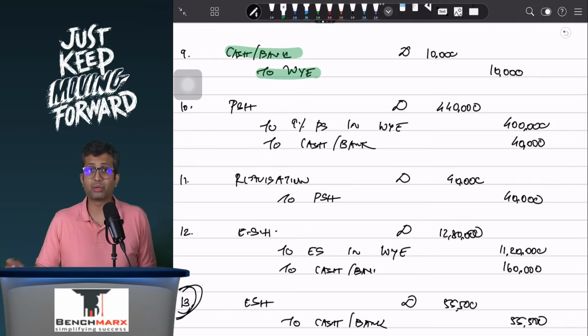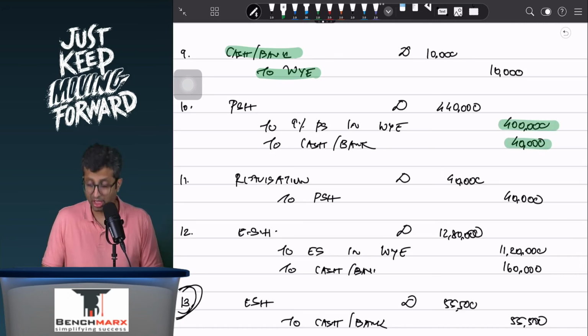Now after that, preference shares are to be settled. So preference shareholders account debit to preference shares in WIE and to cash. This will be 4 lakh and 4 lakh 40. Now the preference shareholders account will have a balance of 40,000 which will be transferred to realization.